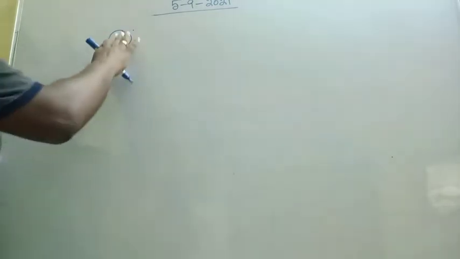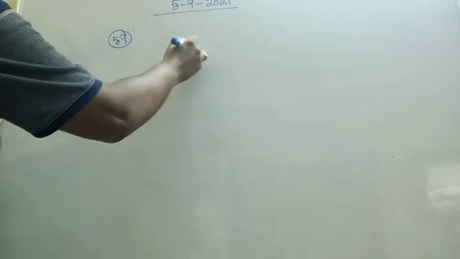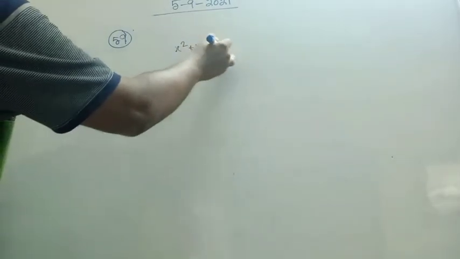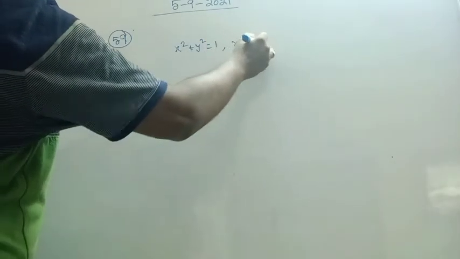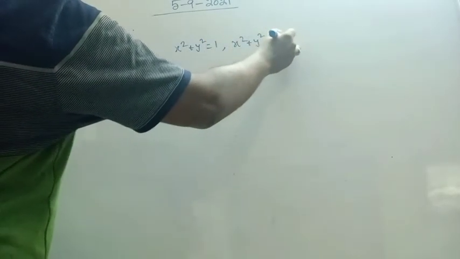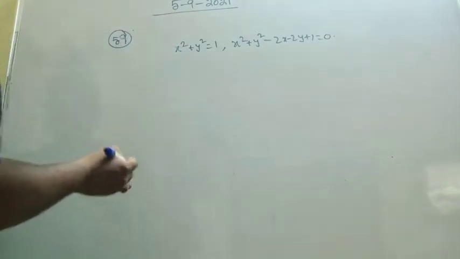Next we have, my dear students, the 59th question. If you observe, it asks for the equation of the circle drawn on the common chord of the circles. They have given one circle as x square plus y square is equal to 1, and another circle as x square plus y square minus 2x minus 2y plus 1 is equal to 0. These are the two circles given.